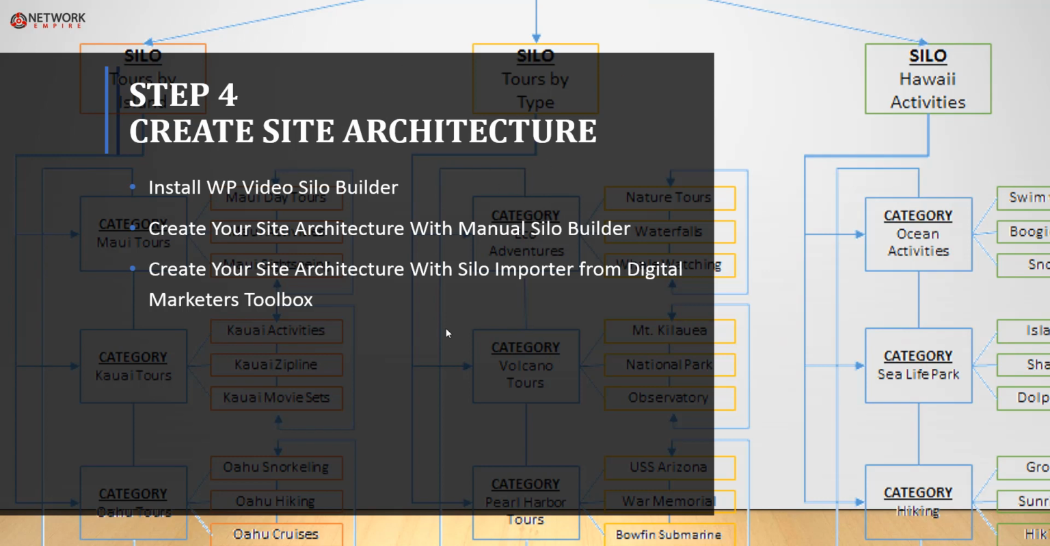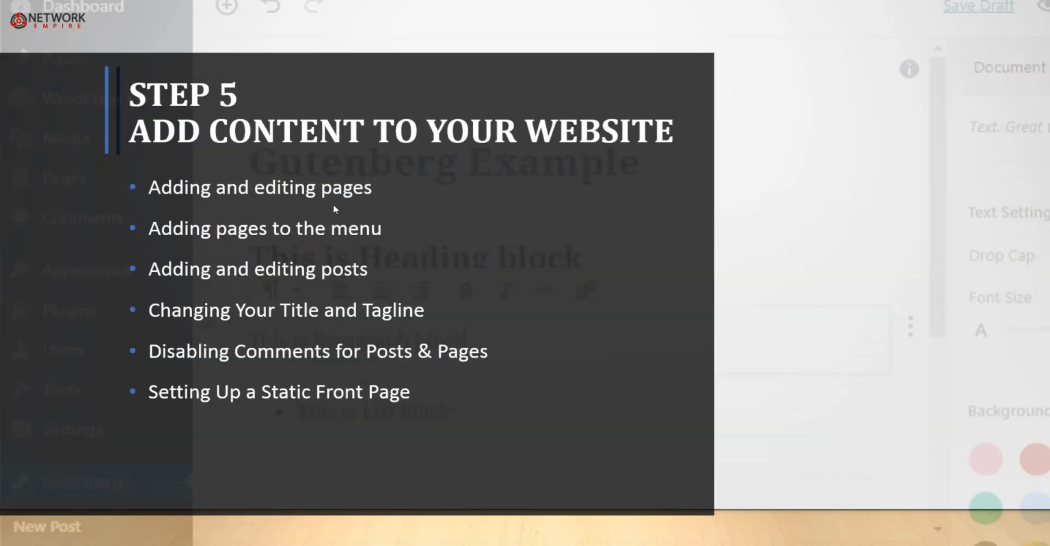So once we've got our architecture set up, this is where we get to creating our content. And in this session, we're going to be talking about adding and editing pages. We're going to be adding pages through the menu. We're going to show you how to do the WP Silo plugin. We're going to do adding and editing posts. We're going to speak about categories. We're going to show you how to change your titles and your taglines. We're going to show you how to disable your comments in your posts and pages. And then we're basically going to set up a static front page. We're going to show you how to do that. So all of this is going to happen when we use the WP Video Silo plugin.